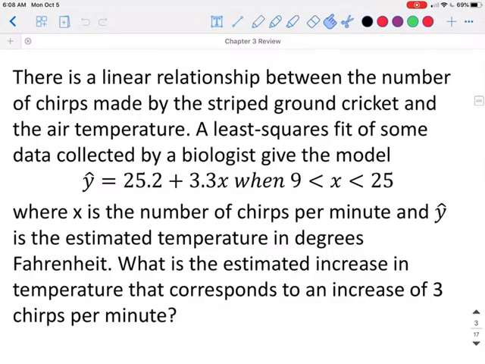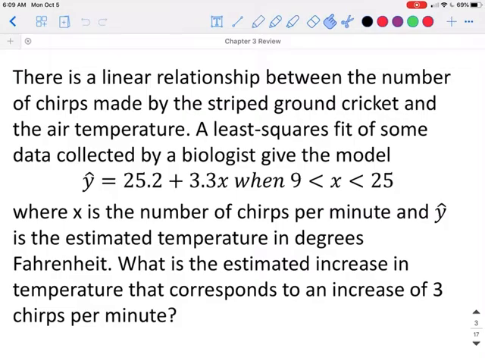There is a linear relationship between the number of chirps made by a striped ground cricket and the air temperature. A least squares fit of some data collected by a biologist is given in this model, where x is the number of chirps per minute and y hat is the estimated temperature in degrees Fahrenheit. What is the estimated increase in temperature that corresponds to an increase of 3 chirps per minute?